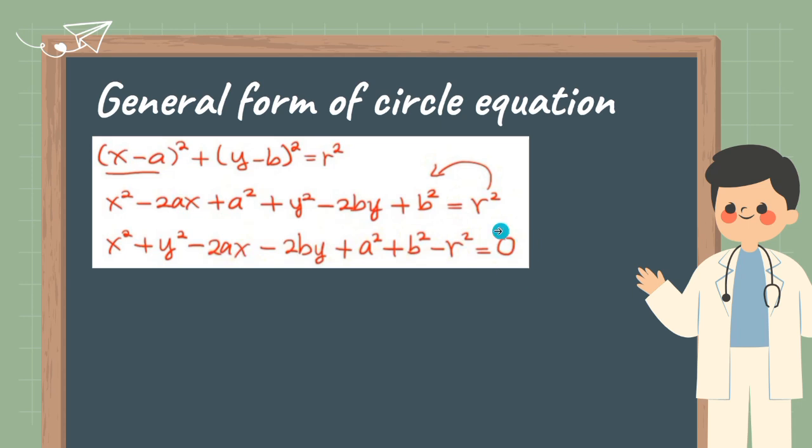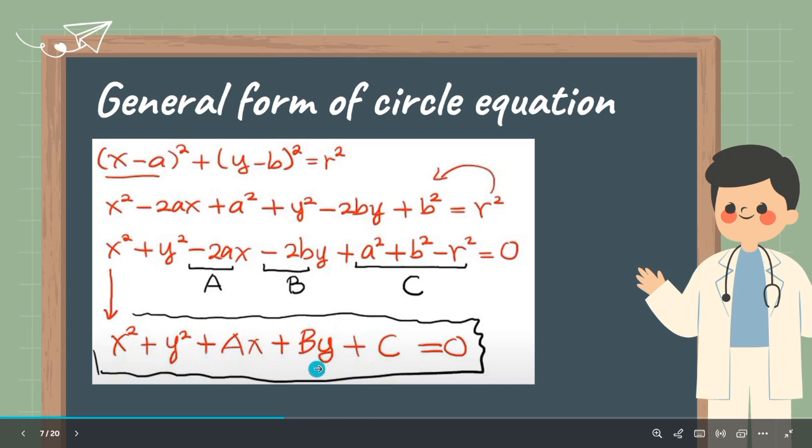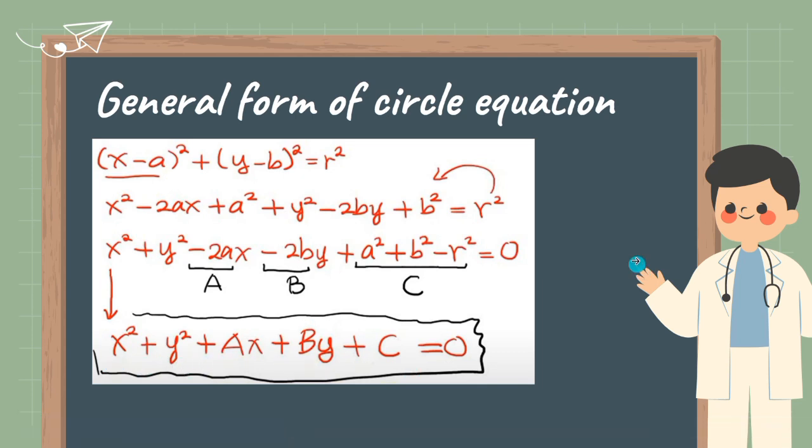When we have moved and changed the formation, it will be like this. Then, here we do the supposition. We suppose minus 2a as A capital, minus 2b as B capital, and a square plus b square minus r square, which have no variables, as C capital. So after that we get x squared plus y squared plus Ax plus By plus C is equal to 0.